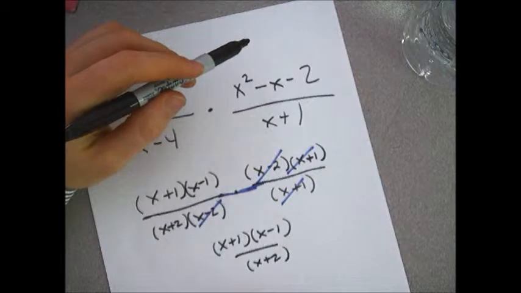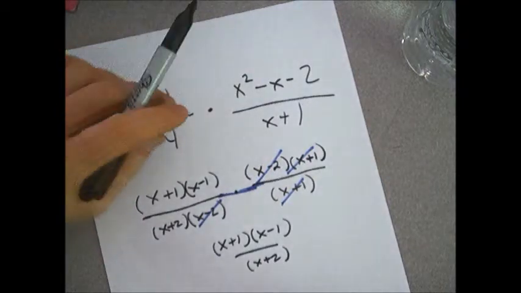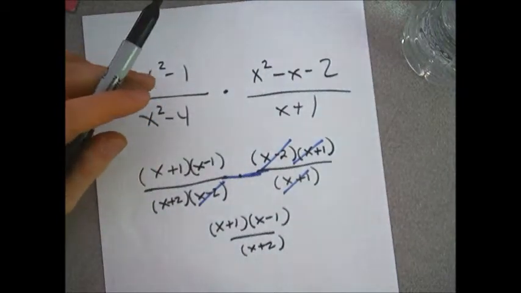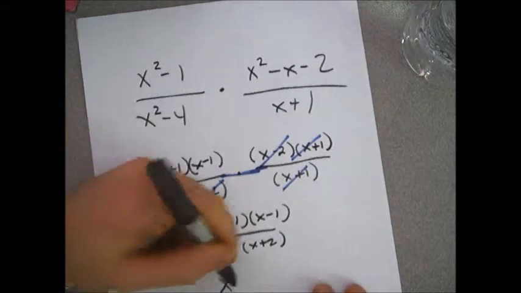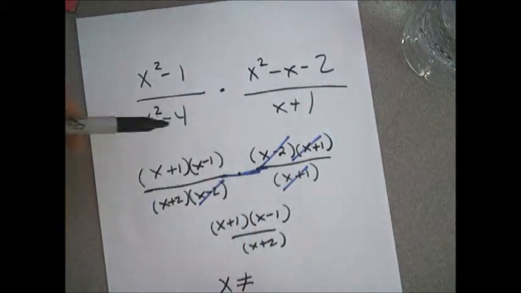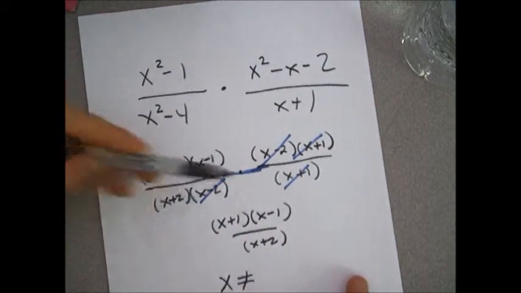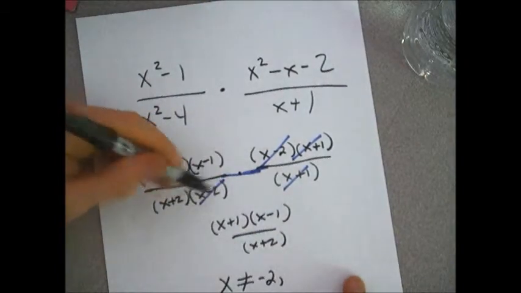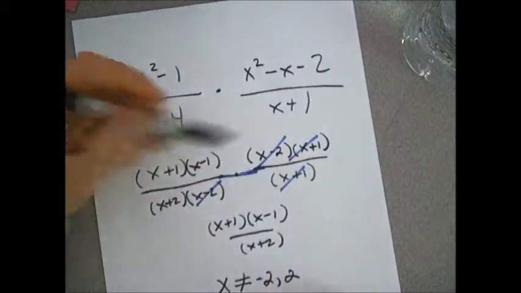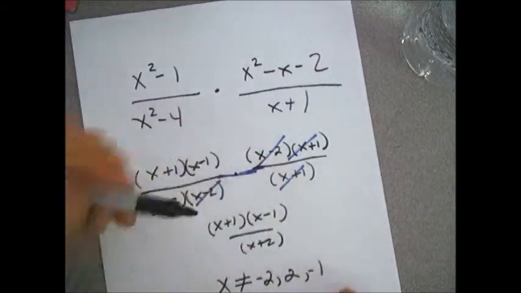If they ask for restrictions, restrictions are anything that make the bottom 0. So x could not be equal to what was on the bottom. This one right here would be a negative 2. This one here would be a positive 2. And this one over here would be a negative 1.